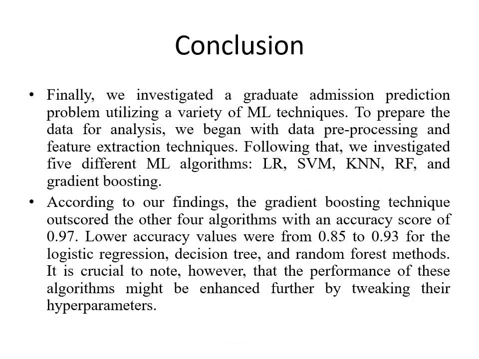In conclusion, finally we investigated a graduate admission prediction problem utilizing a variety of ML techniques. To prepare the data for analysis, we began with data preprocessing and feature extraction techniques. Following that, we investigated 5 different ML algorithms: LR, SVM, KNN, RF, and gradient boosting. According to our findings, the gradient boosting technique outscored the other 4 algorithms with an accuracy score of 0.97. Lower accuracy values were from 0.85 to 0.93.